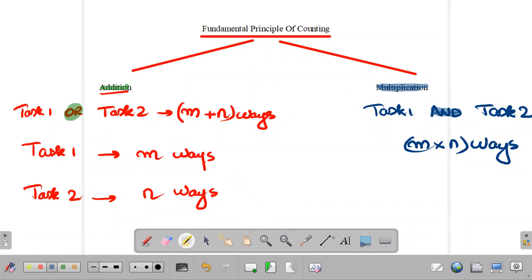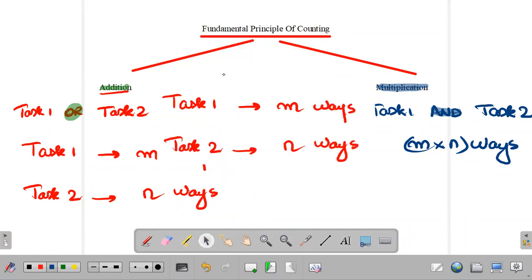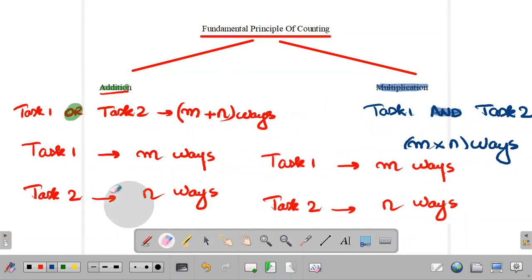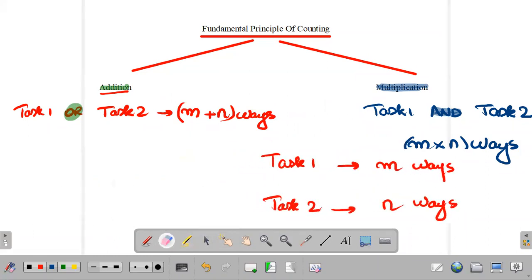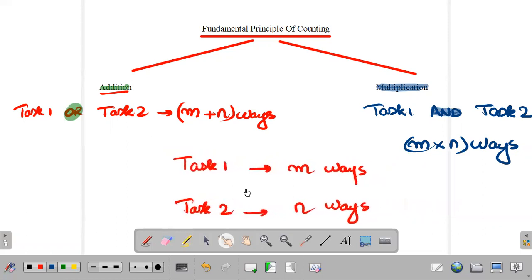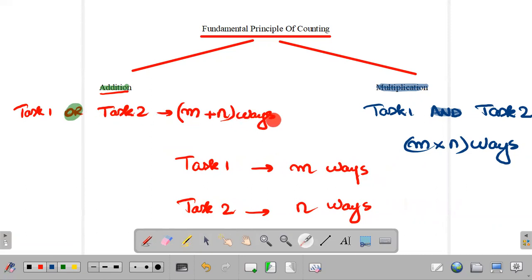Okay, so task 1, task 2, we have got 2 tasks. Make a note of this very carefully. The input says task 1 can be done in m ways, task 2 in n ways. Then task 1 or task 2 can be done in m plus n ways. Task 1 and task 2 can be done in m into n ways.